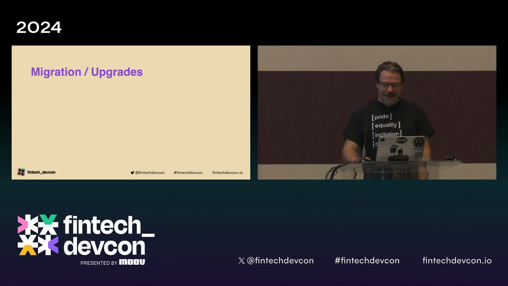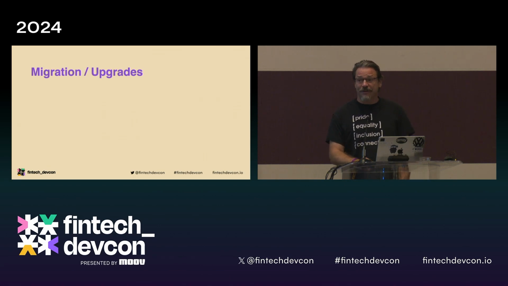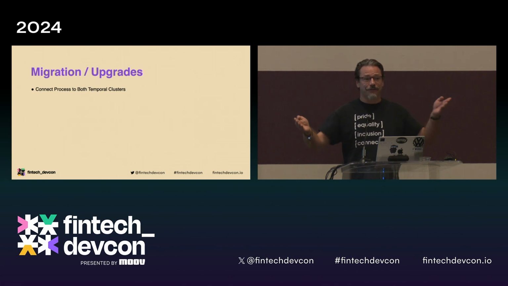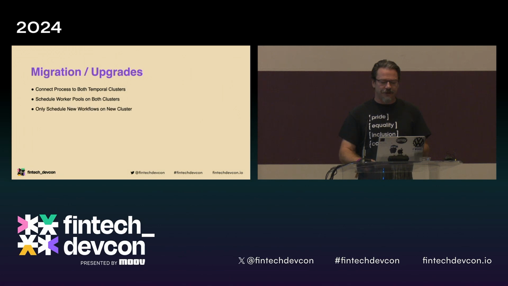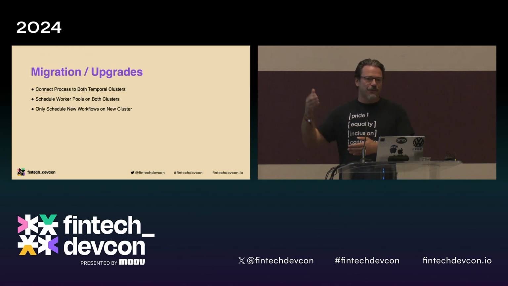In terms of doing that migration or doing updates from one version to another, if you're updating the version of Temporal, what you can do is connect processes to both Temporal clusters. So we taught our system essentially to say, here are two Temporal clusters, and I know how to open client connections to both of those and to schedule worker pools on both clusters. So we'd have a set of workers that are listening on one cluster, a set of workers that are listening for work on the other cluster. And then we would only schedule new workflows on whatever the target new cluster is going to be. That way all new work is going into that cluster and being picked up by the new workers.